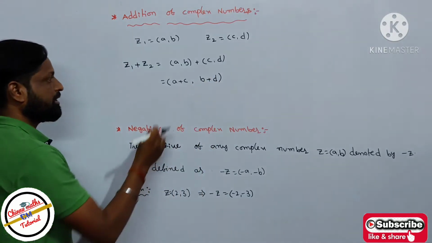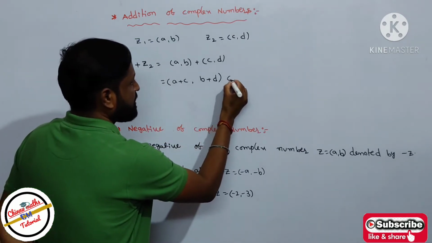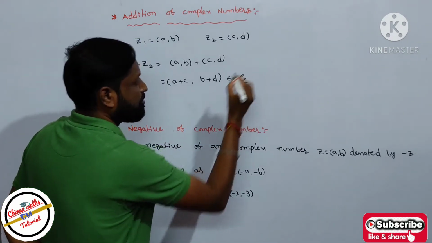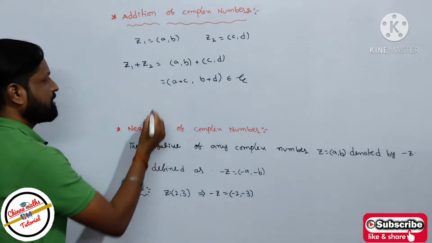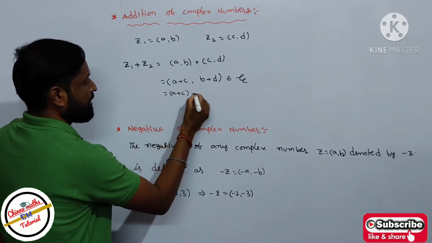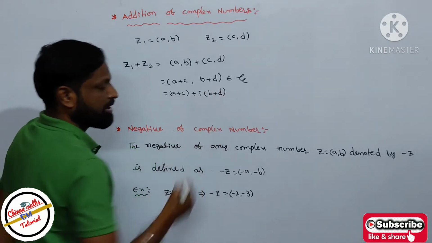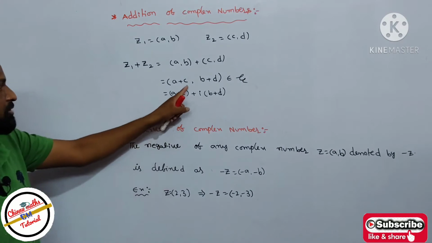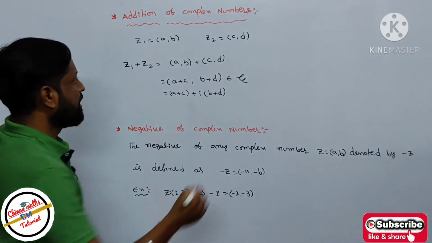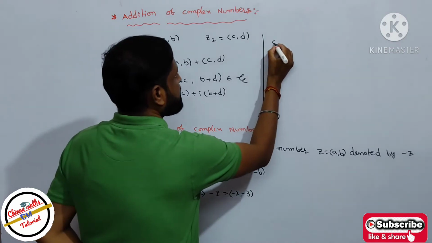The ordered pair can be written as a plus ib. According to complex numbers, it belongs to the complex numbers C. Why? Because it can be written as (a plus c) plus i times (b plus d). It is represented as a complex number, so that is why it belongs to the complex numbers. Take one example, we can understand the property.